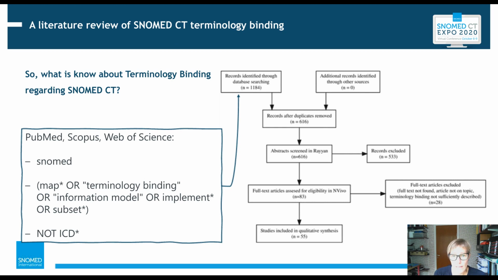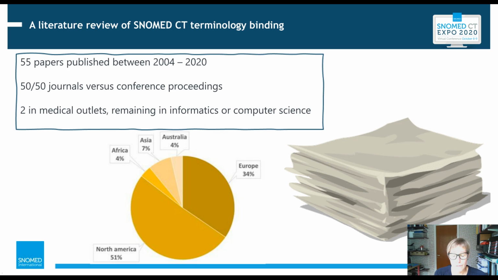And in the end, we had 616 papers that we screened, and we found 83 relevant for our question, and we read the full texts, and another 28 were excluded because they were not on topic really, or they were not full texts, or the process was not sufficiently described. In the end, we had 55 papers, which we have read.